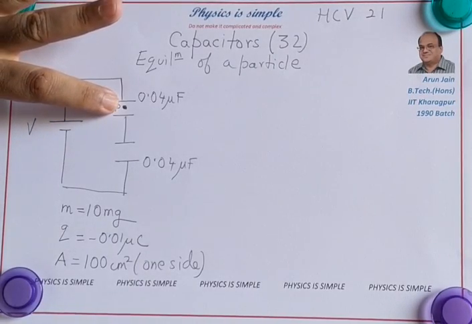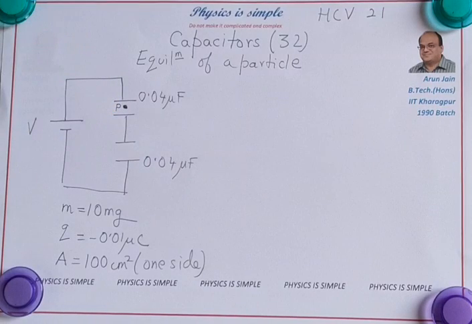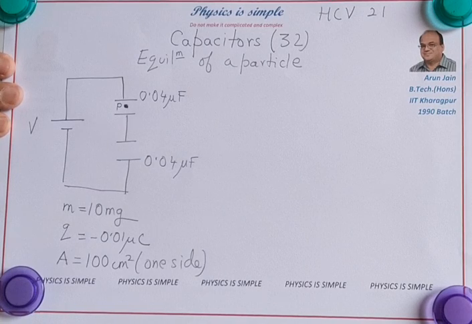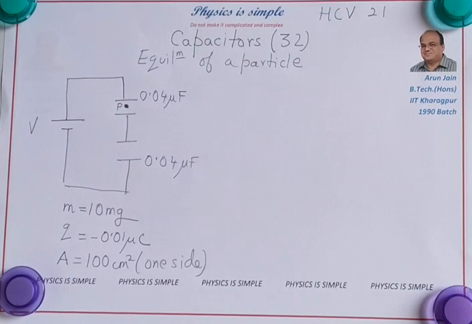in equilibrium here. The surface area of the plates of the capacitor on one side, that is what we call A, is 100 centimeters square. So now we have to find V so that this particle remains in equilibrium.